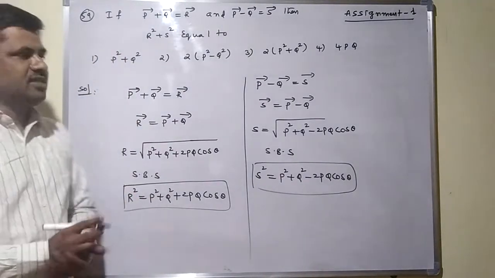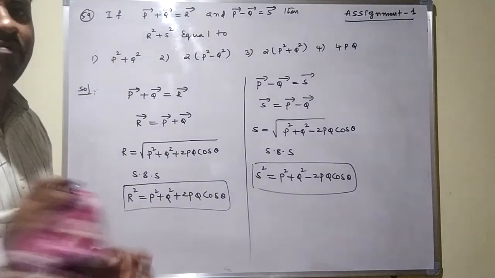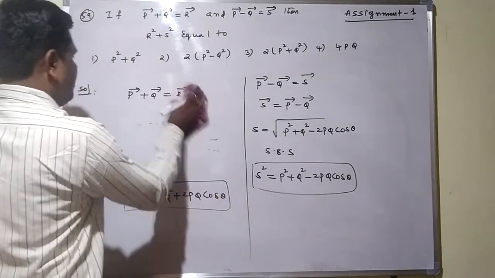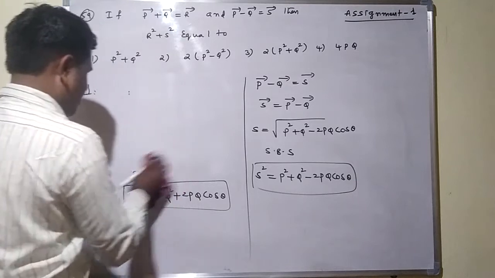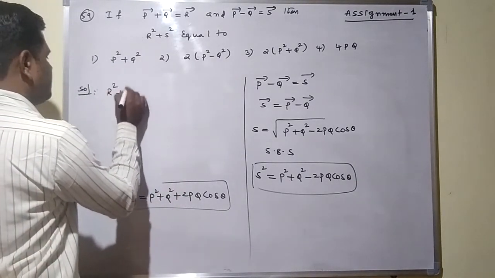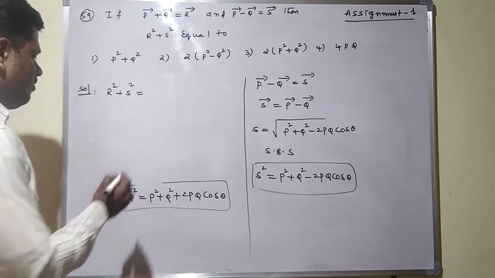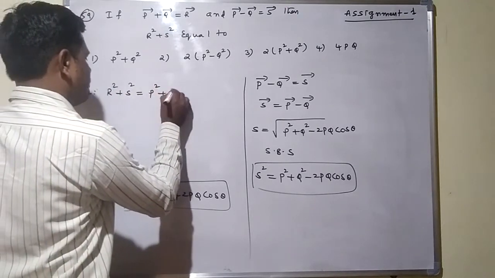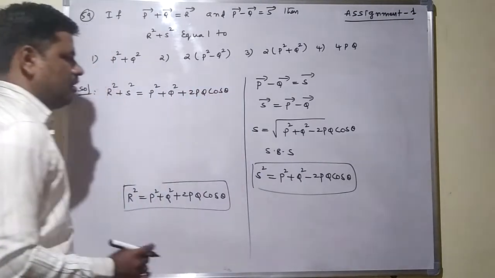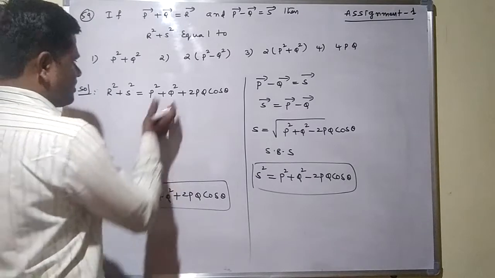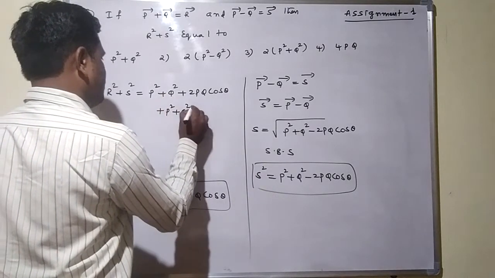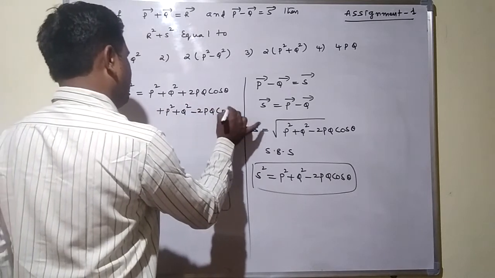Here they are asking for the R square plus S square value. How do we find it? I want to find R square plus S square. R square plus S square is equal to P square plus Q square plus 2PQ cos theta, plus S square. This is the R square value, and the S square value is P square plus Q square minus 2PQ cos theta.